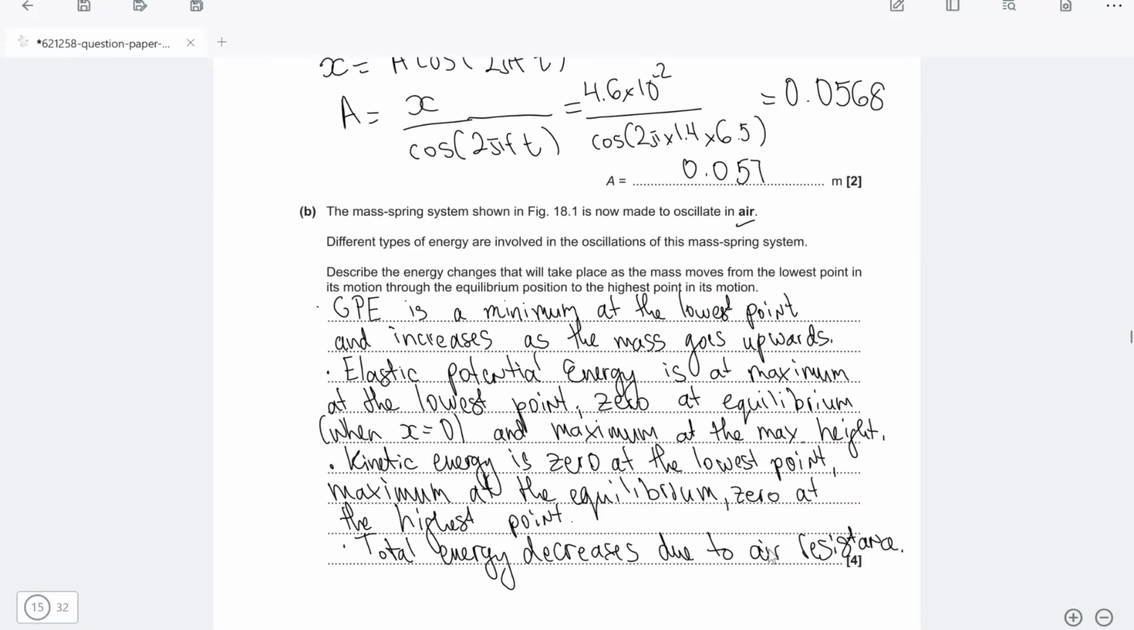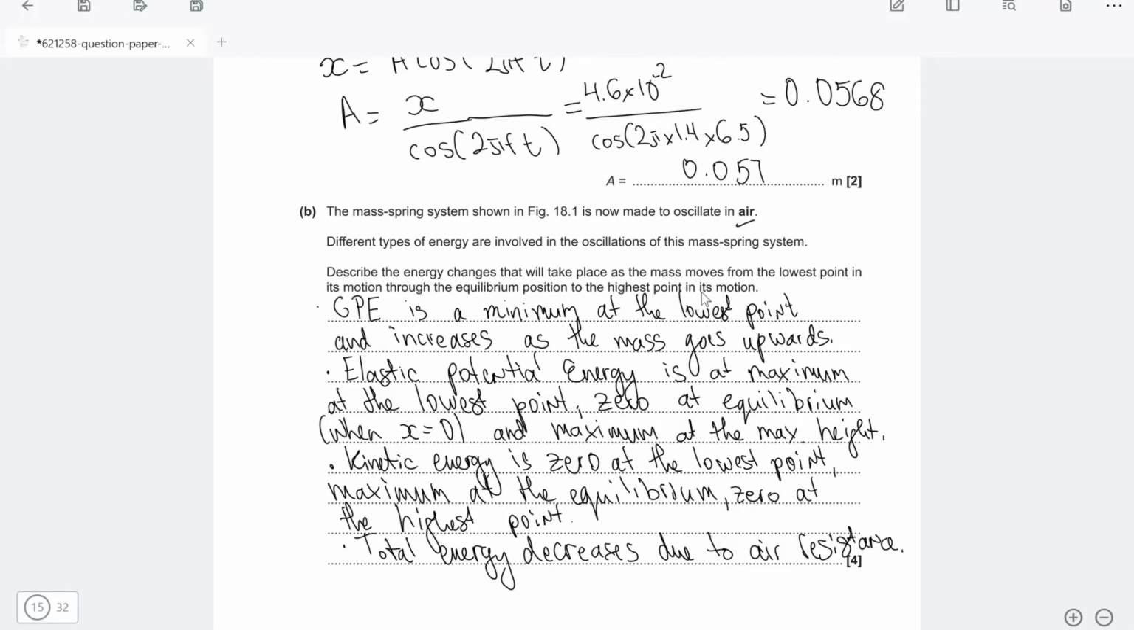Part B, this is a really interesting one. So we have the spring system now made to oscillate in air. There are different types of energies involved. Describe the energy changes that would take place as the mass moves from the lowest position in its motion through the equilibrium position to the highest point in its motion. There are many different ways of structuring this question. I think that probably the easiest way would be just to think about all the different types of energies which are involved in this motion, and then comment on each of them.